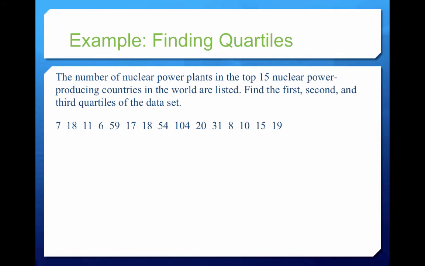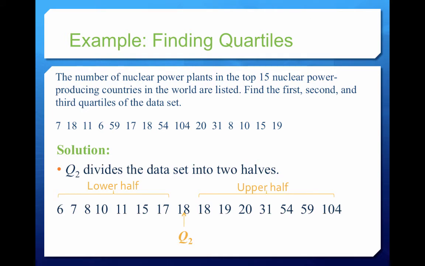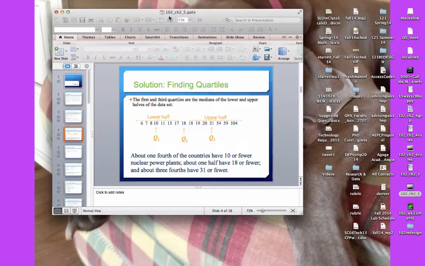All right, so let's go through an example of finding our quartiles. The number of nuclear power plants in the top 15 nuclear power producing countries in the world are listed. We want to find the first, second, and third quartiles. All right, first let's get Q2. Q2 divides the data into 2 halves. All right, notice step 1, we have to order our data. So we order it from the minimum of 6 up to the maximum of 104. All right, with this data, since there's 15, we know the middle number is going to be our median. So 18 is our median or second quartile. This gives us a lower half and an upper half.